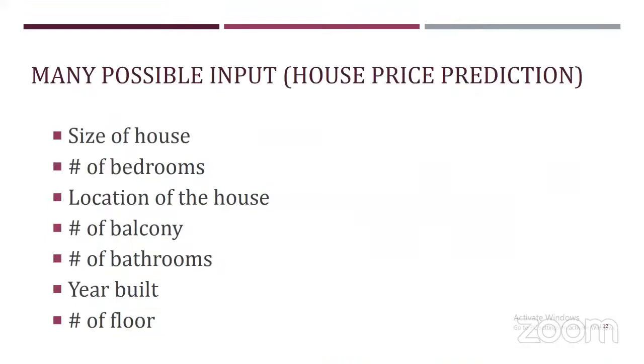Okay, so these are some of the possible inputs which you could have for your house price prediction problem. Means to describe your houses: the size, the bedroom, location, number of balconies, number of bathrooms, year when it was built, and the number of floors. You can also include other dimensions. Here I have listed some of them.